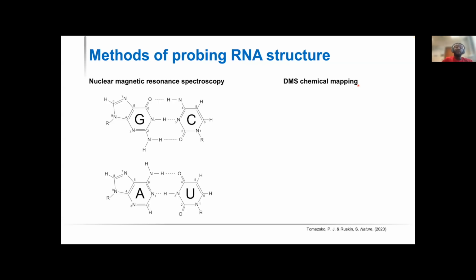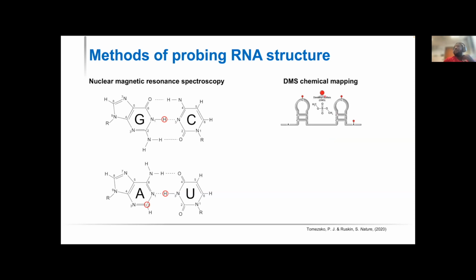NMR is really a great tool. You can probe a wide variety of atoms. You can do a lot with NMR, but here I'm highlighting just the ones that are relevant to the results that I'm going to show. Mainly, with NMR you can probe base pairing interactions and base stacking interactions using these imino protons. Also, you can find out how many adenines you have, assign adenines, and so on and so forth.